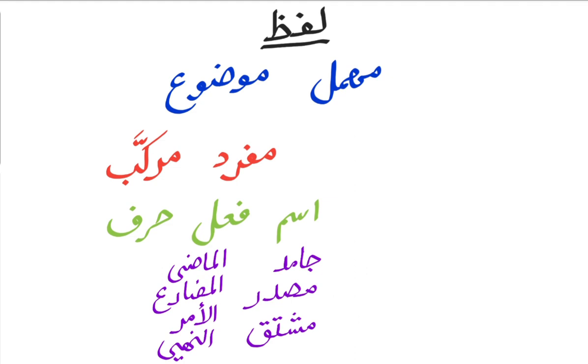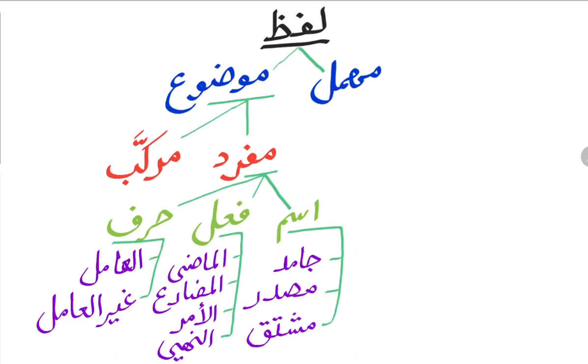And then harf also had two types. The first was al-amil. The second one was ghayrul amil, causative particle and non-causative particle. So this is basically a brief sketch of what we covered today. Now, to end the lesson, let's just focus on a few examples as exercises. Let's start with the first exercise.